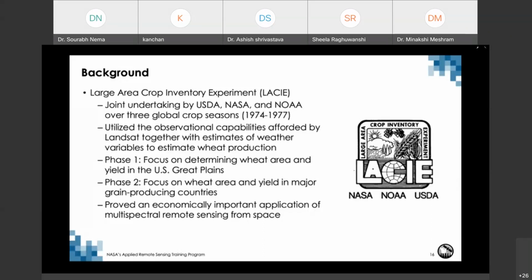The first phase of LACIE focused on determining wheat area and yield in the US Great Plains. The second phase focused on wheat area and yield in Canada and the former Soviet Union. The experiments used the 90-90 criterion, where the at-harvest production estimate must be within 10% of the true value with at least a 90% probability. The success of LACIE proved an economically important application of multispectral remote sensing from space.